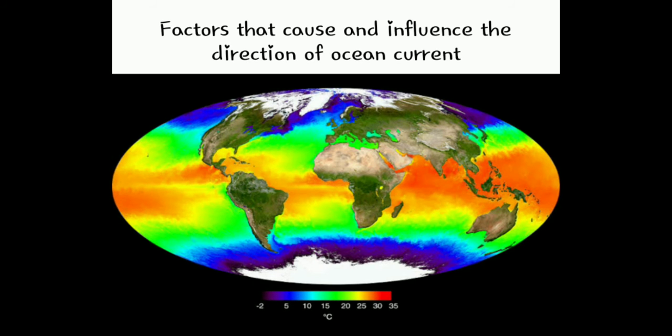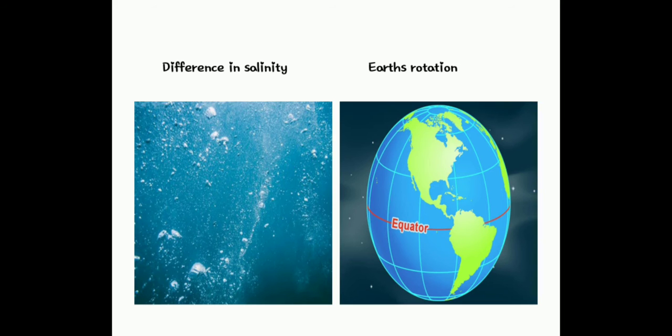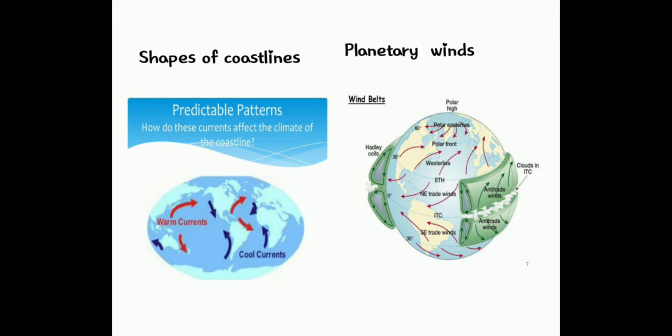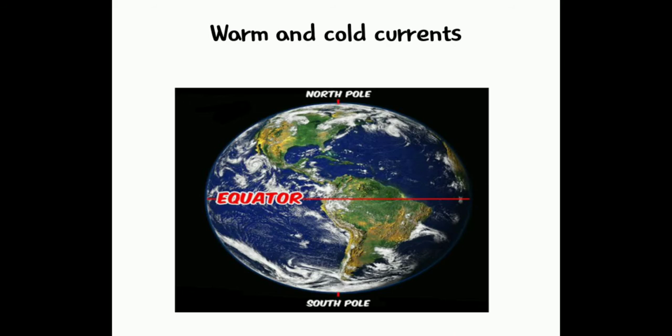There are certain factors that cause and influence the direction of ocean currents. Firstly, the difference in temperature, the difference in salinity, and the Earth's rotation. The shapes of coastline and the planetary winds are also the major factors which influence the direction of the ocean currents. The next subtopic, warm and cold currents.